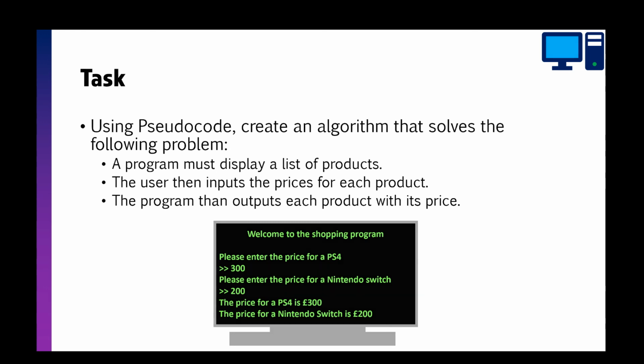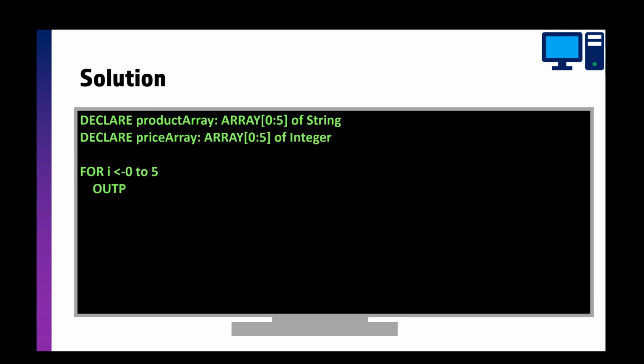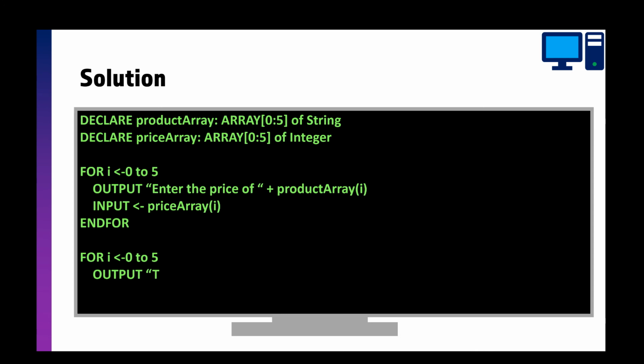And now for some answers. So for the solution, firstly, I need to declare my two arrays. So I've got product array, which is array of six items. It could have been any number, I just picked six, so 0 to 5, and price array of integer. Now I'm going to create a for loop, so I equals 0 to 5, which is going to say enter the price of, and then each product that's in the array. We're then going to input the price array, and then output the whole array again, but with product array I and price array I, so it'd print the product and the price together.